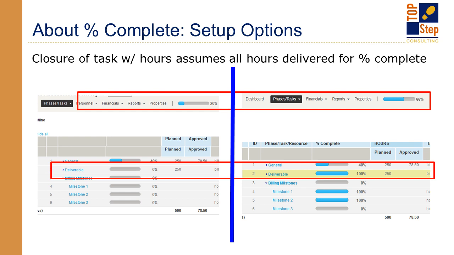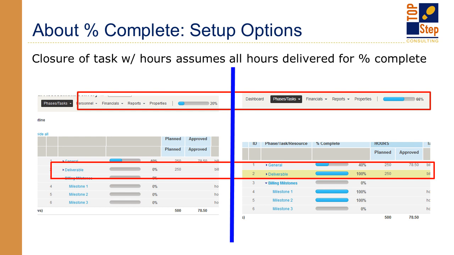In the second picture, the one on the right side, even though no hours have been approved on that second task for deliverable, that deliverable task has been marked 100%. And so OpenAir then assumes that with that closure, i.e. with that 100% completion there, it assumes that 250 out of 250 hours have been approved.